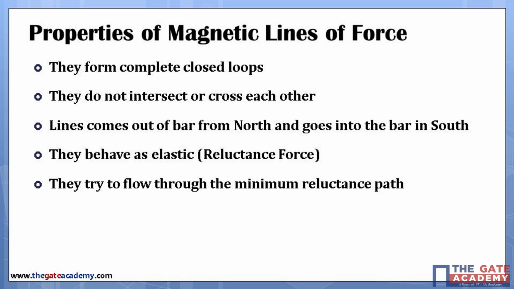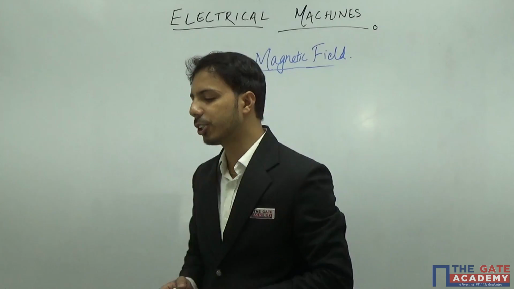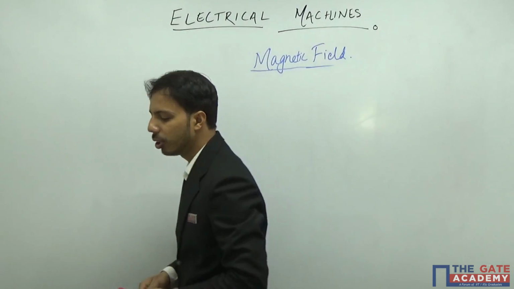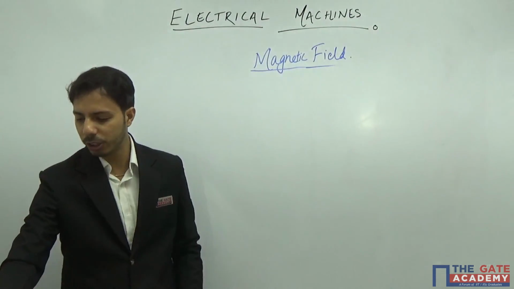And the fifth property is also similar to this, or it is derived from the same thing, which is they try to flow through the minimum reluctance path. So these are the five properties of magnetic lines of force, which is very, very important for us to understand.